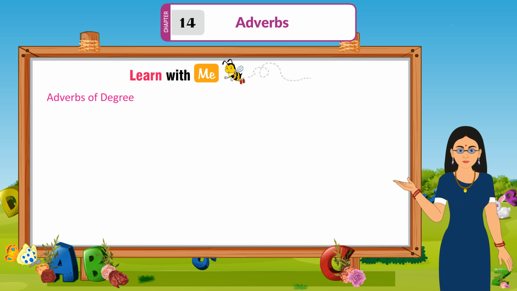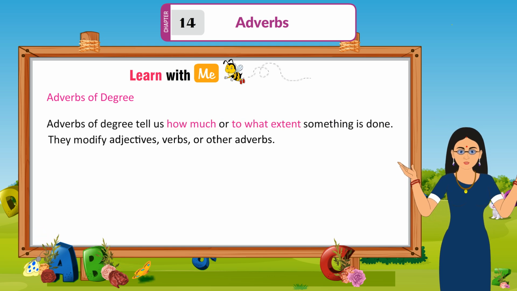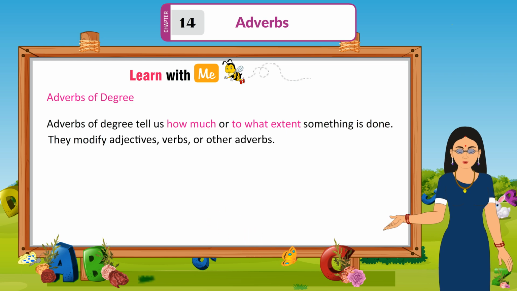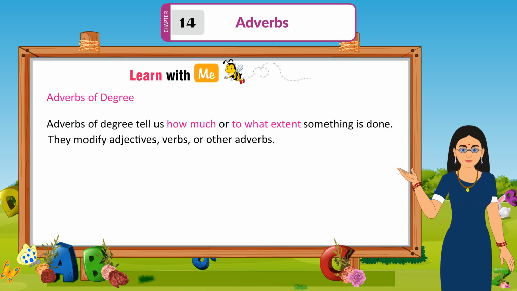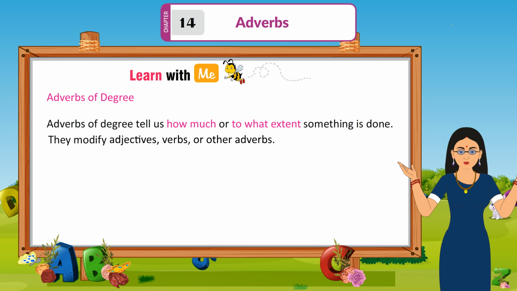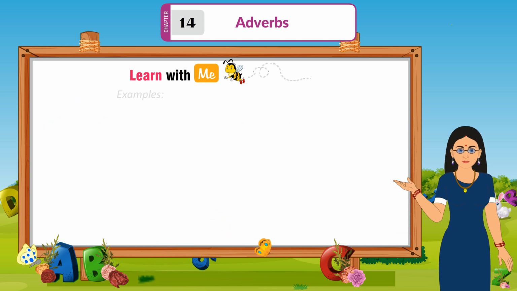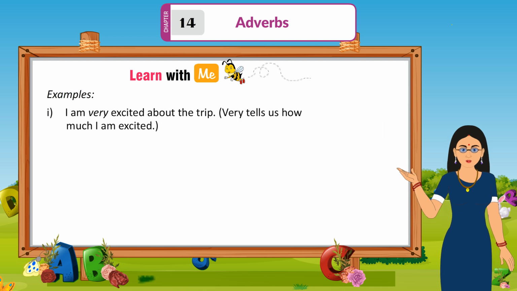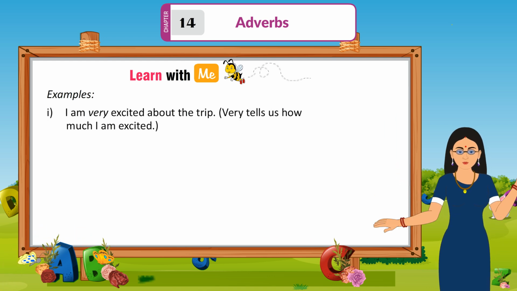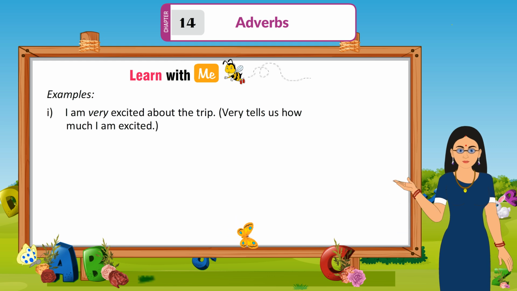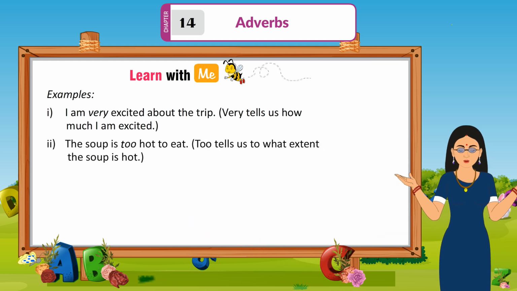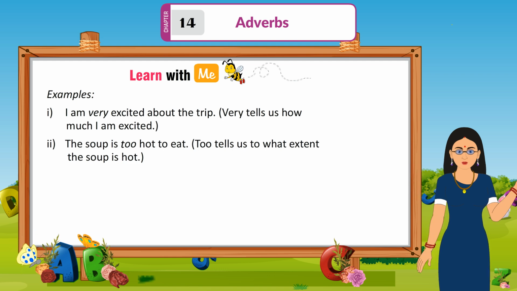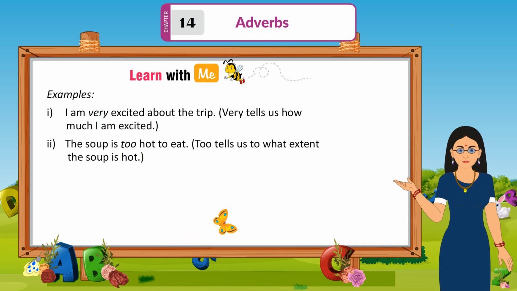Learn with me. Adverbs of degree. Adverbs of degree tell us how much or to what extent something is done. They modify adjectives, verbs, or other adverbs. For example, I'm very excited about the trip. Very tells us how much I am excited. 2. The soup is too hot to eat. Too tells us to what extent the soup is hot.